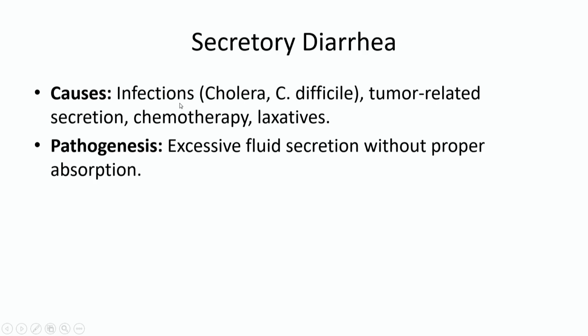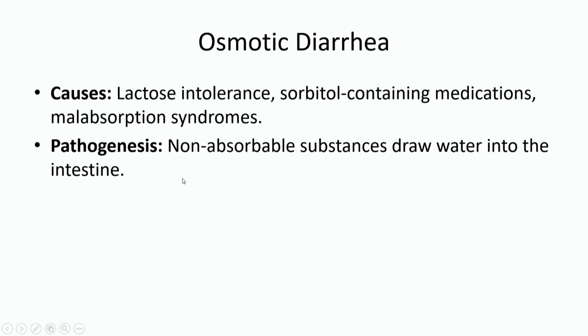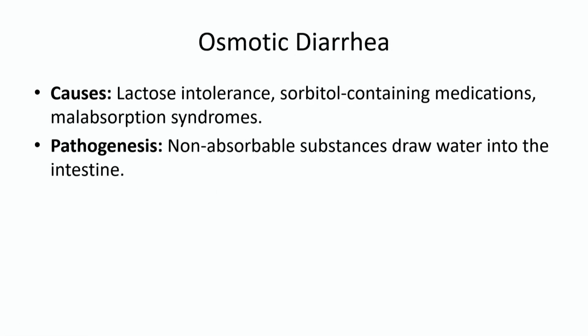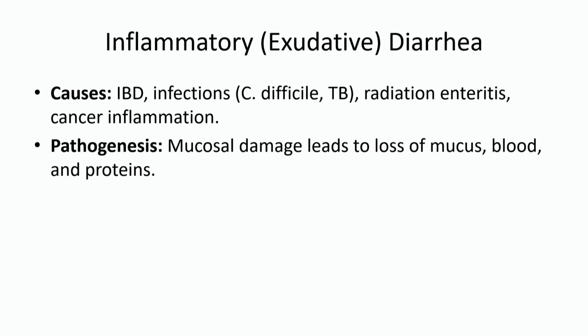Secretory diarrhea: infection, tumor related secretions, chemotherapy, and laxatives. Pathogenesis: excessive fluid secretion without proper absorption. Osmotic diarrhea, what is this? Lactose intolerance, sorbitol containing medications, malabsorption syndrome, they cause osmotic diarrhea. Pathogenesis: non-absorbable substances draw water into the intestine. If water is accumulated in the intestine from the body, there will be diarrhea. Inflammatory diarrhea: IBD, infections, radiation, enteritis. Enteritis means inflammation, cancer inflammation.